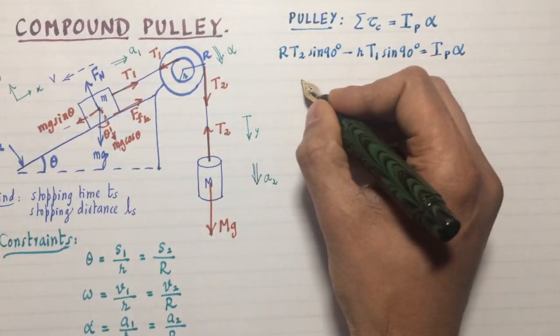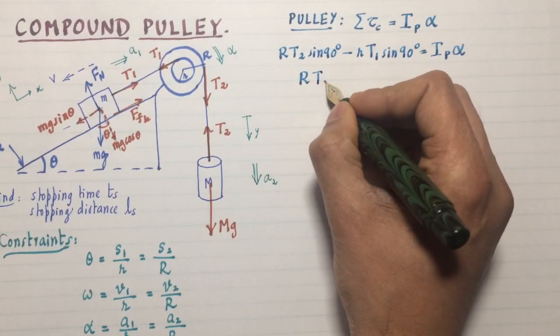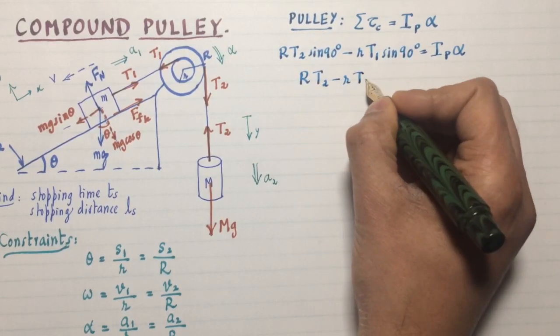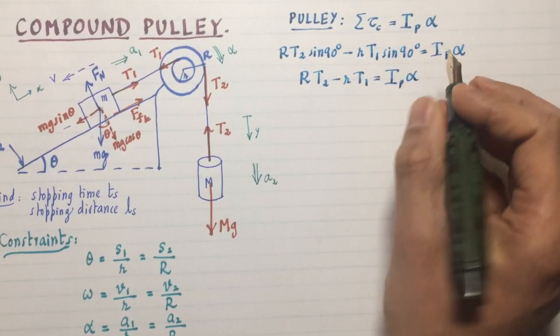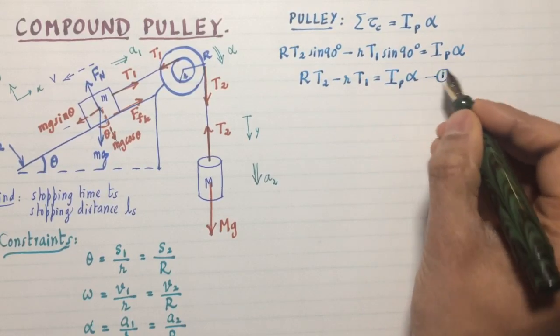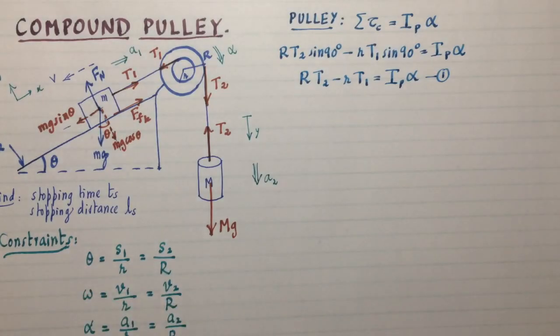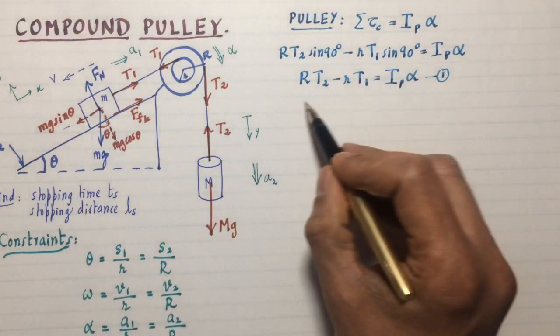Let me just simplify that a little bit. That's R T2 minus r T1 equals I sub p alpha. This cannot be made to look any nicer, so I'll just call that equation 1 and move on to the next step.